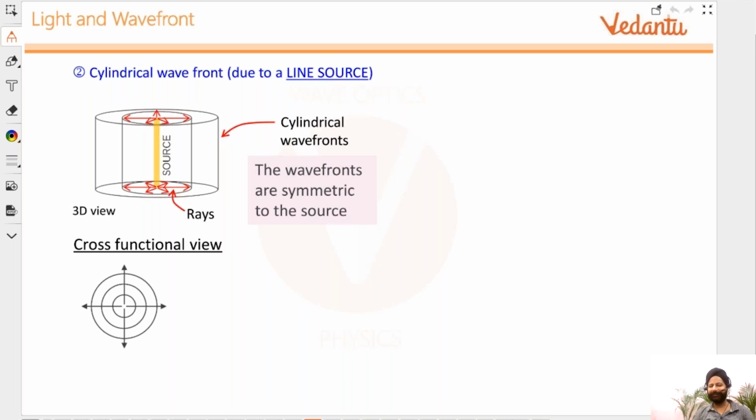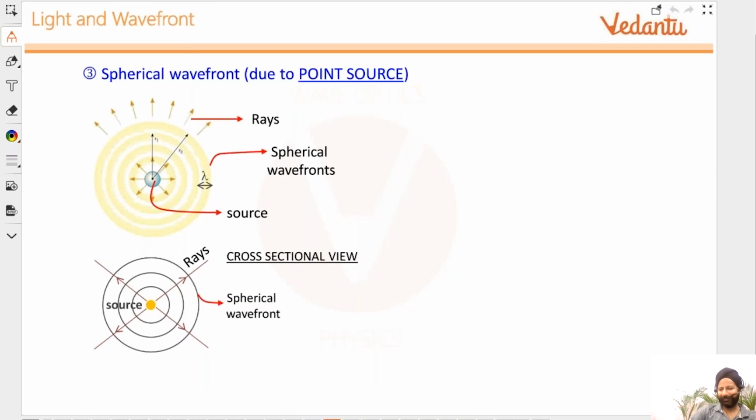Is this clear? Please tell me yes or no. Is this clear? Yes or no? Is it clear? A line source will produce cylinders. A point source will produce spheres. Okay, clear. Spherical wavefront is from the point source there. Yes. Vasudeva, what you're writing is 100% right. Yes, seems you have already studied this.